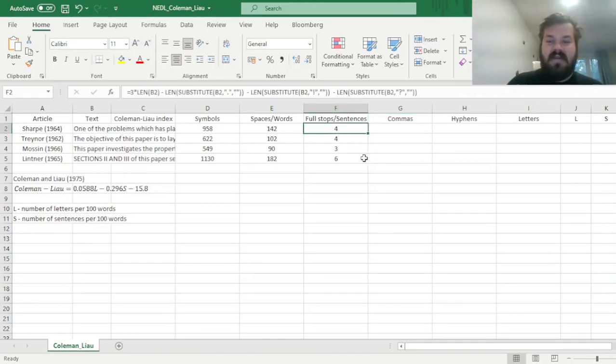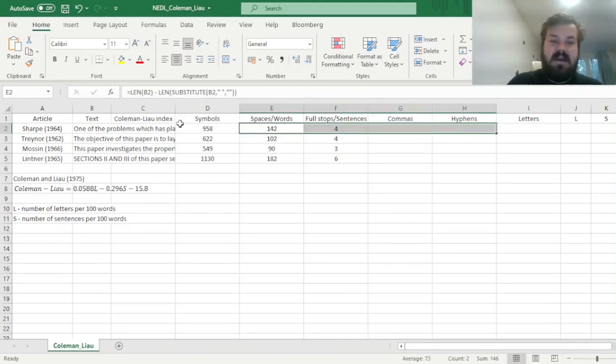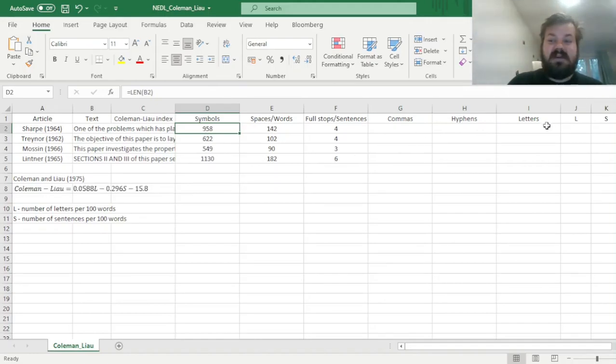And now, the final step we need to undertake to calculate the Coleman-Liau index is to figure out how many letter symbols there are in those abstracts. And we already know that some of the symbols that we have counted here are spaces or full stops or sentence punctuation. But we also encounter commas and hyphens quite frequently in academic research. So let's count commas and hyphens and then calculate the number of letters by subtracting all of those non-letter symbols from our total number of symbols to get the number of letters.